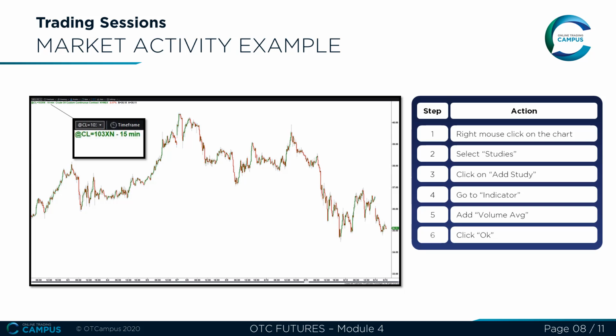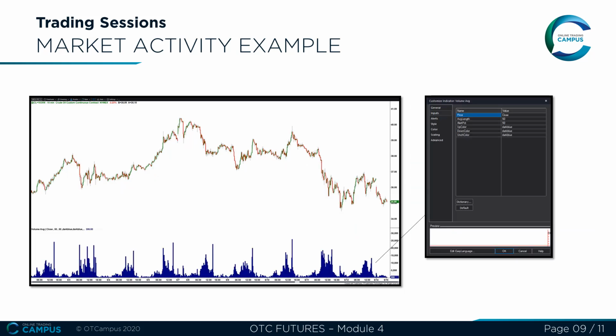There are a couple of ways you can do that. You can right click on the chart, select studies, click on add study, go to indicator, add volume average, click OK, that's it. Now you see the volume displayed on your chart. On your chart it might look a little bit different because I customized the colors of my volume indicator, but anyhow it will serve the purpose regardless of how it looks.